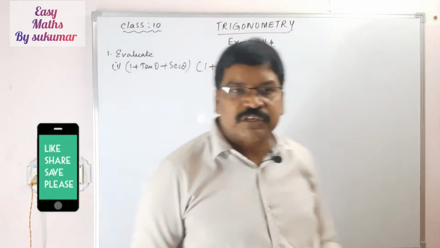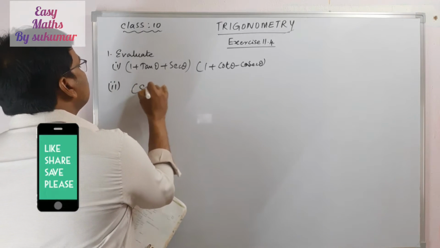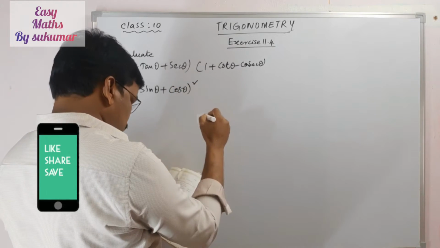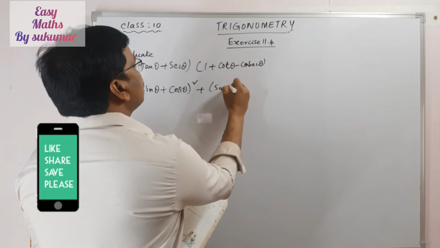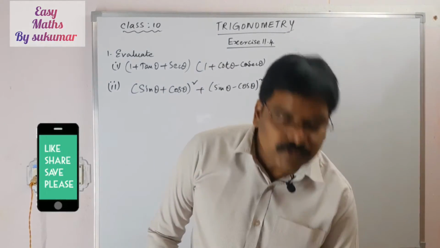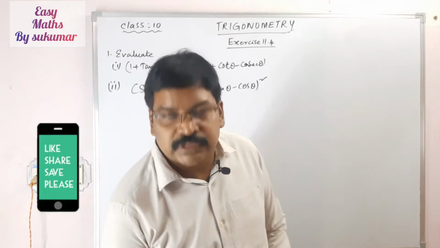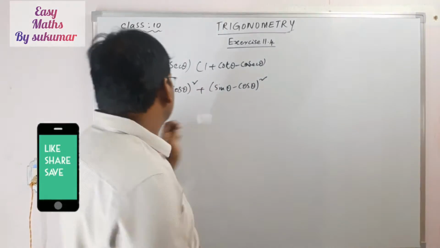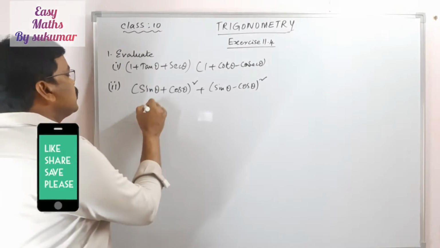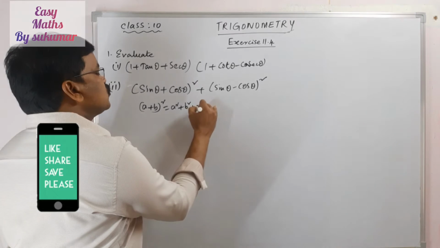Now coming to the second question in this first set: (sin theta plus cos theta) whole square plus (sin theta minus cos theta) whole square. Look here students, just expand using (a plus b) whole square. What is (a plus b) whole square? That is a square plus b square plus 2ab.